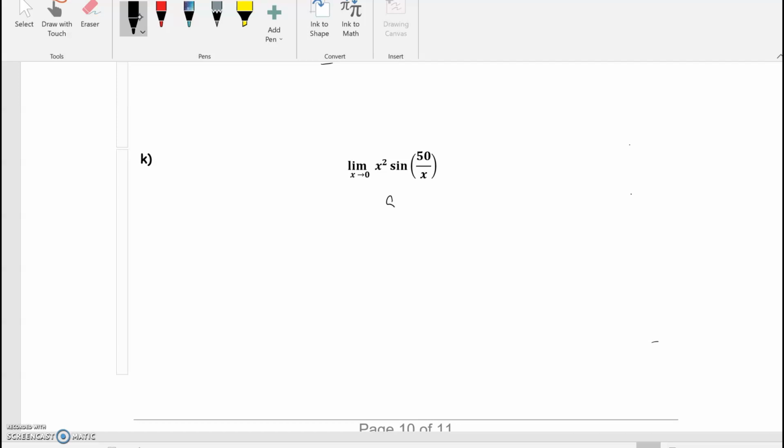So now you're going to go: sine of any angle, no matter what it is, it could be 50 over x, is less than or equal to +1 and greater than or equal to -1, because the sine value always lies between +1 and -1. If you remember, this is what the graph looks like, right? It's between these two lines, that is +1 and -1.